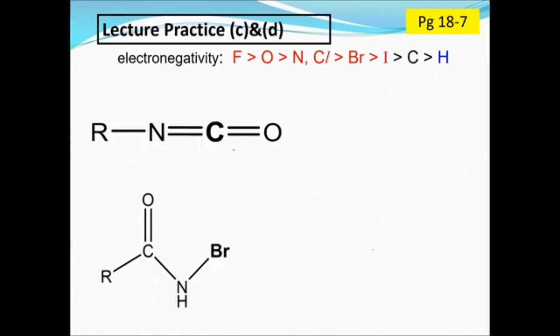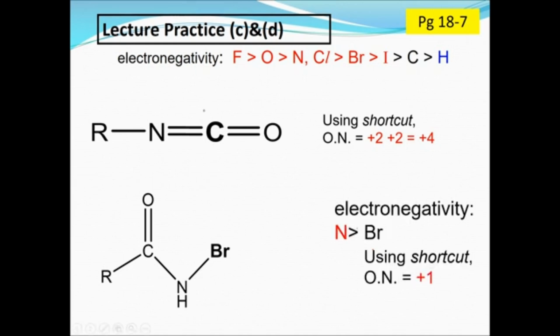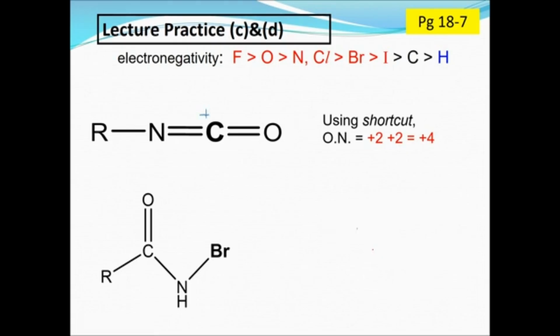Let's consider part C and part D. If you have taken the shortcut method, it will be just +2, +2, because of the CN double bond and the CO double bond respectively. If you have taken the longer method, it's still the same outcome because all the bonded electrons now go to the more electronegative N and O respectively.